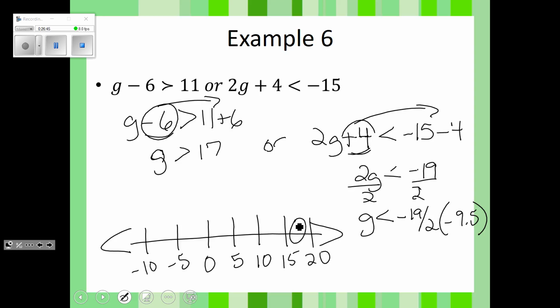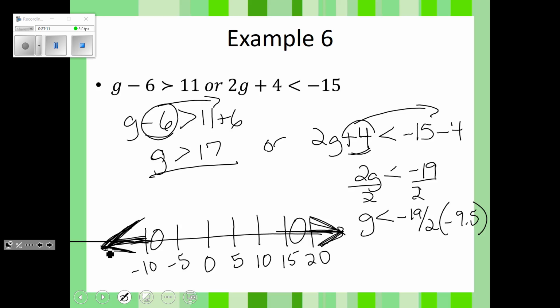Is negative 9.5 closer to negative 10 or closer to negative 5? Closer to negative 10, right? So where is greater than 17? To the right. Where is less than negative 9.5? To the left. Does your shade have to work for both? No, as long as it works for one.